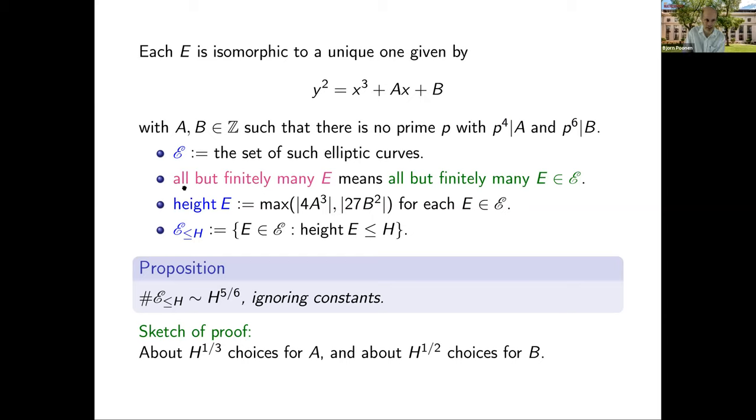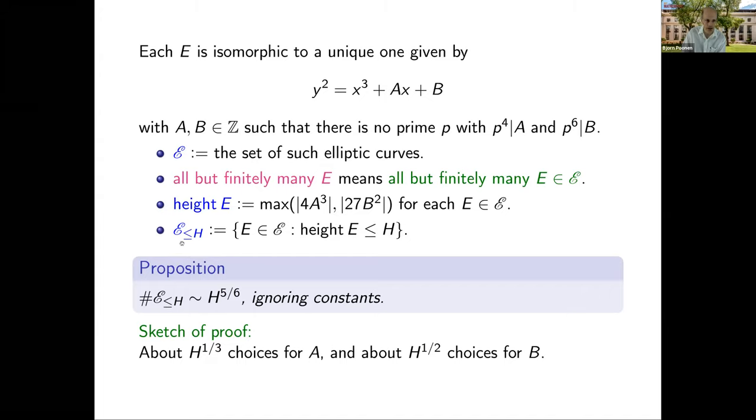So whenever I say something like all but finitely many E, what I really mean is that I'm only looking at these representatives. The other nice thing about putting an elliptic curve into this simplest form is that you can define a notion of height, which measures the complexity of the elliptic curve. It's based on the size of the coefficients A and B. Because the discriminant is a combination of these quantities, 4A cubed and 27B squared, it's natural to define the height this way. This is a naive height. There are more sophisticated versions, but this is sufficient for what we're trying to do, and it's more or less the same as other heights.